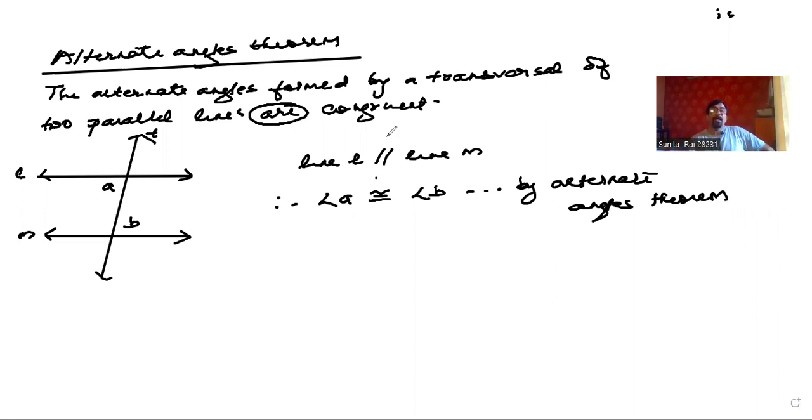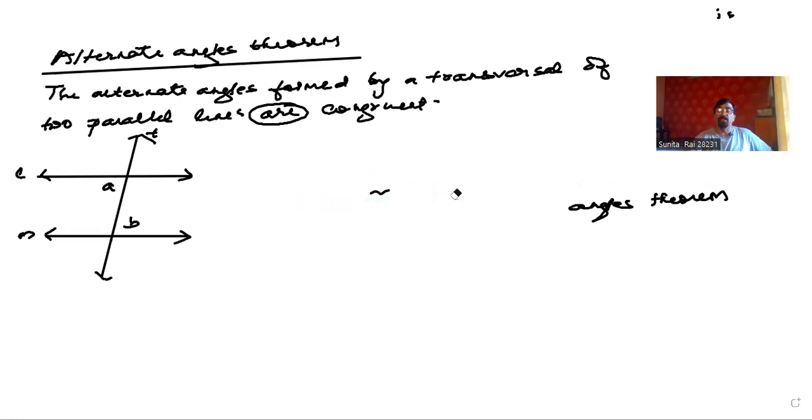Now, in your school they can always ask you to prove this, children. So in your school exam they can always ask you to prove it. Your school teachers can ask you like this, children: State and prove the alternate angle theorem.